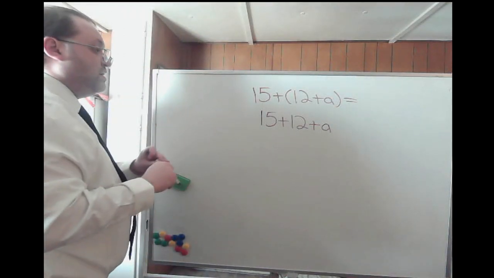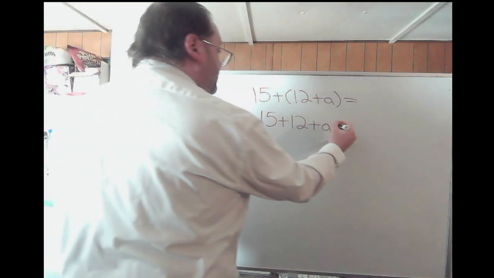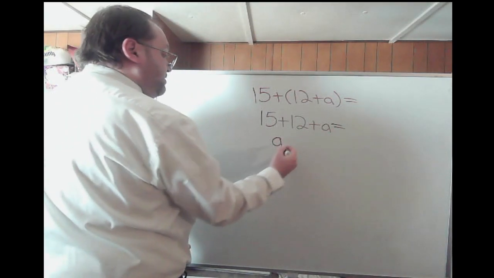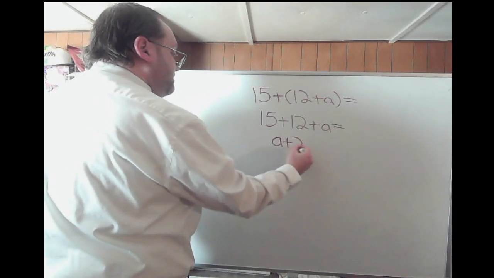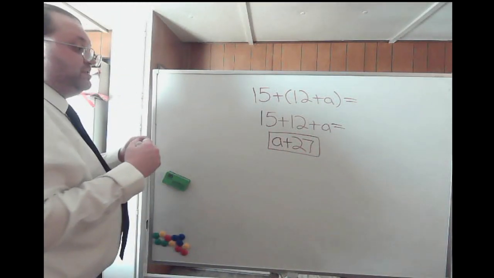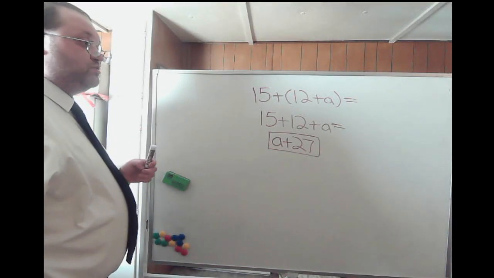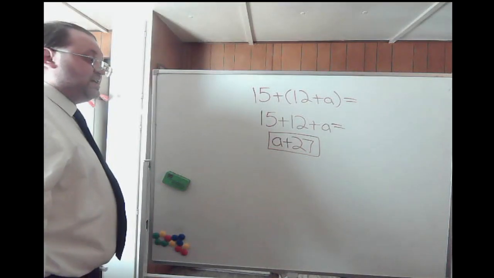Alright? Well, we notice there's only one variable term. It stands by itself. We can use the commutative property to write the a term first. Now, what's 15 plus 12? That'd be 27. So you would just get a plus 27, or you could write 27 plus a, whatever tickles your fancy. It doesn't really matter. By the commutative property, they're the same thing.